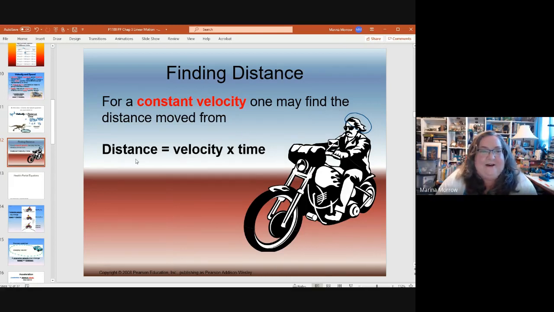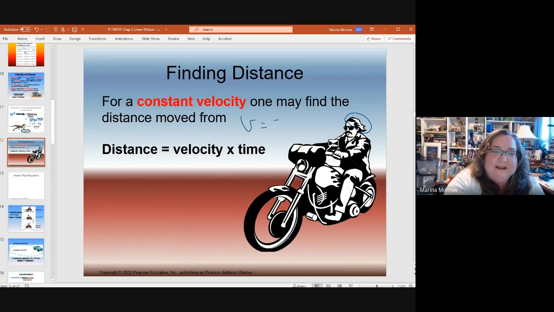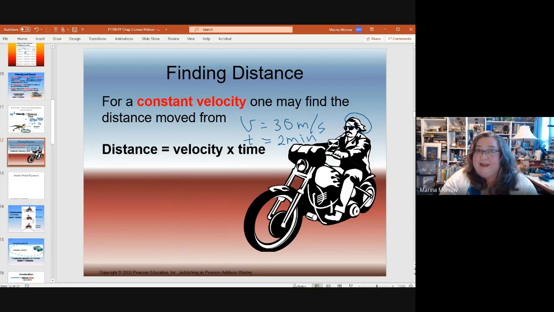Okay, so distance is velocity times time. So let's say that this guy is going at about 30 meters per second. So his velocity is 30 meters per second. And let's see how far he goes in 2 minutes. Okay, so our time is going to be 2 minutes. All right, so is that fast? Yeah, that's kind of fast for a motorcycle. 30 meters per second, just double it. It's about 60 miles per hour.